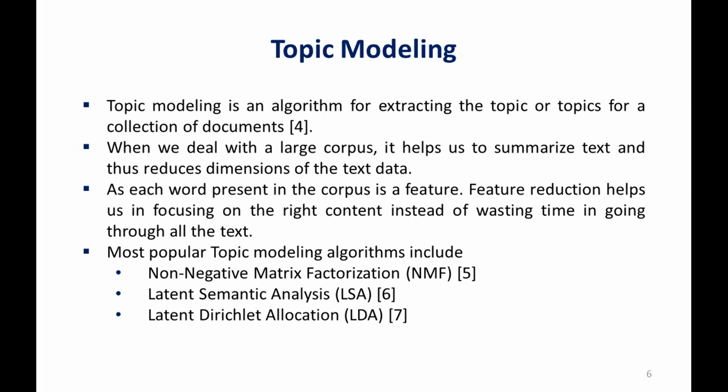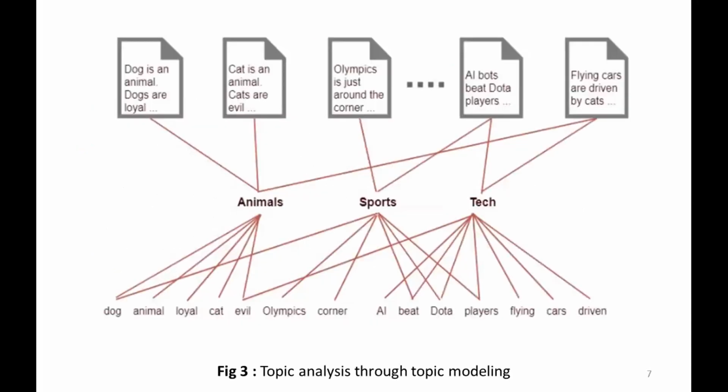The most popular techniques usually used for topic modeling are latent Dirichlet allocation, non-negative matrix factorization, and latent semantic analysis. This figure shows what a topic modeling algorithm does. A set of documents is on the top, and a topic modeling algorithm essentially gives us the distribution of words in a particular category. By looking at the distribution of words, we can infer the topic out of it.